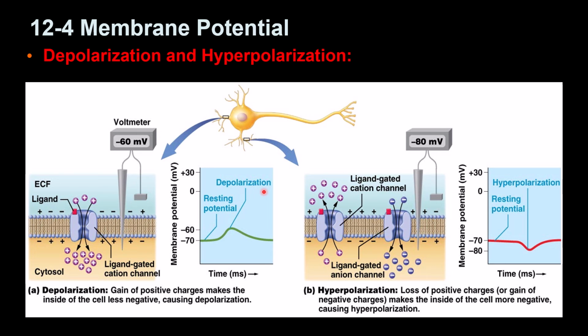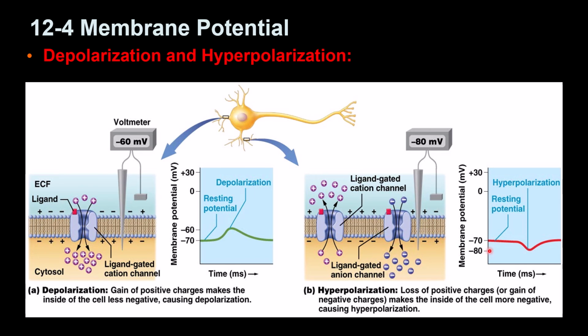Entry of positive charges makes the inside of the cell more positive. That's called depolarization. But if you have a different situation here, this is the plasma membrane again, with two different channels. A neurotransmitter comes, and now the potassium leaves. The potassium is positively charged, so if the potassium leaves, the inside of the cell becomes more negative. Or a different type of neurotransmitter can come, and negative ions like chloride enter the cell, making the inside of the cell more negative.